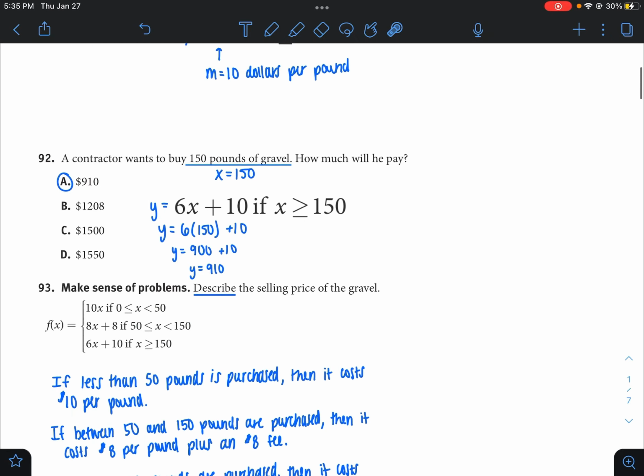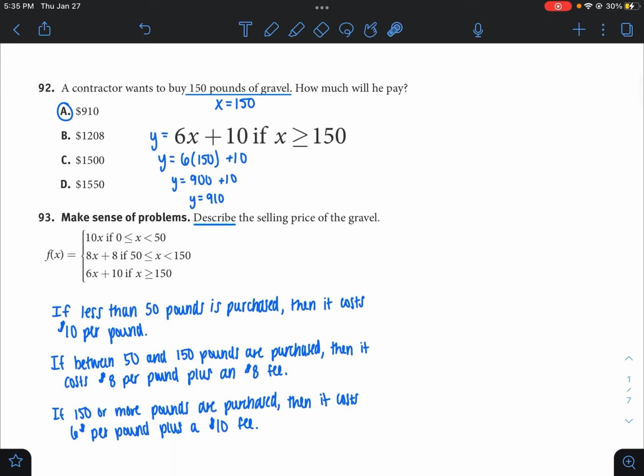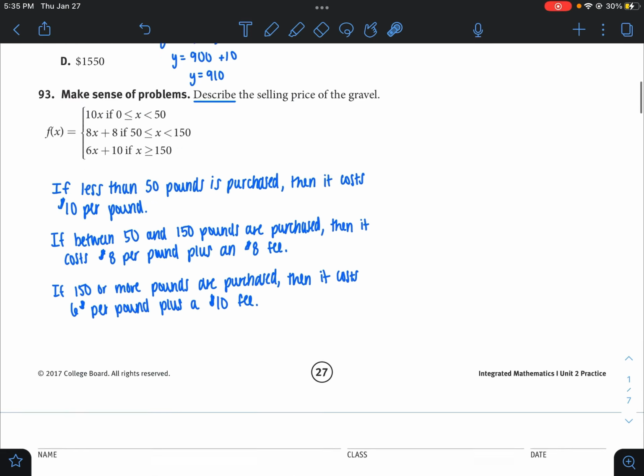Okay? Number 93, okay, this is the one where you have to say if blank, then blank. So if we purchase less than 50 pounds of gravel, then it costs $10 per pound. If we buy between 50 and 150, it costs $8 per pound plus an $8 fee. If we buy 150 or more, then it's going to cost us $6 per pound, but now a $10 fee. Okay? So again, whatever words you want to use, but you're just asked to describe the function.